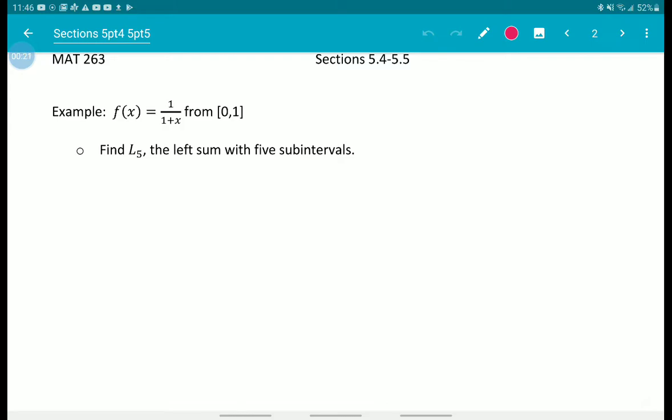So our first step is really to figure out how wide each rectangle is going to be, and that's where we're going to find that delta x. Remember, that's the width of each rectangle. It's always b minus a divided by n. N is the number of rectangles. Remember, a, b is your interval. So we're going to have 1 minus 0 divided by 5, which is 1/5.